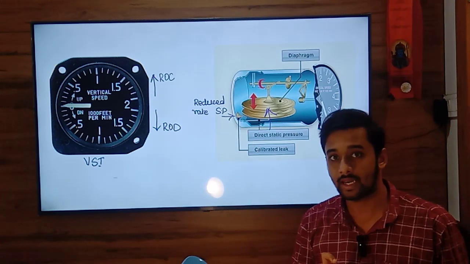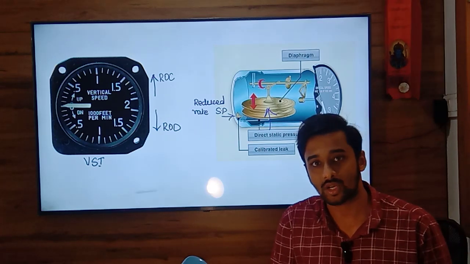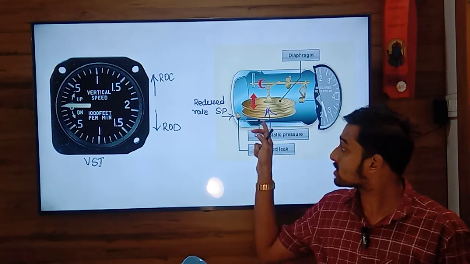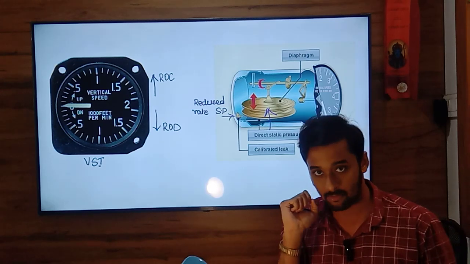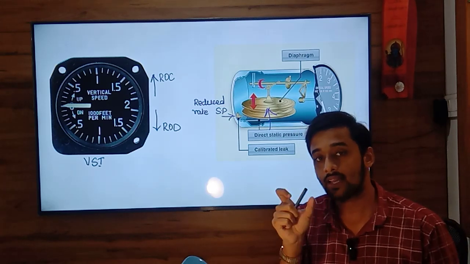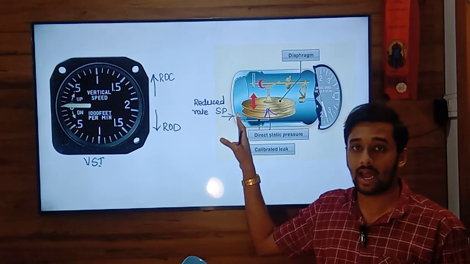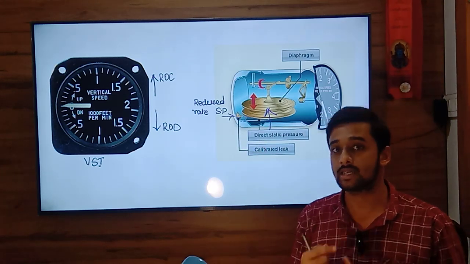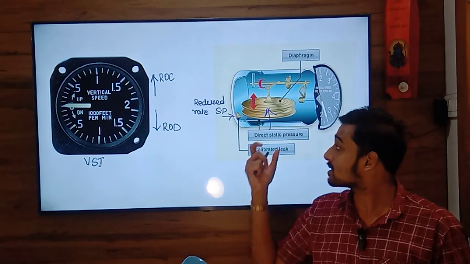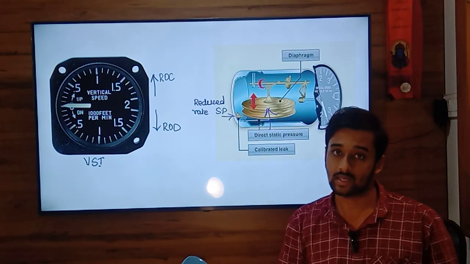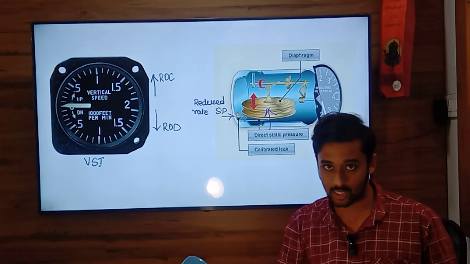Through this calibrated leak, it will enter the instrument at a reduced rate compared to the rate at which the aneroid capsule is getting the static pressure. So finally, there is a comparison made between the rate at which the instrument is getting static pressure and the rate at which these aneroid capsules are getting static pressure.